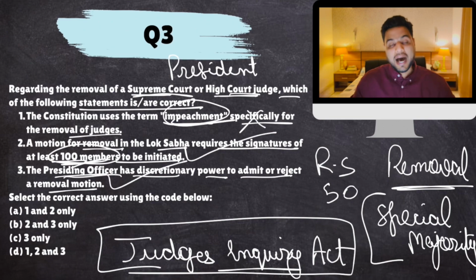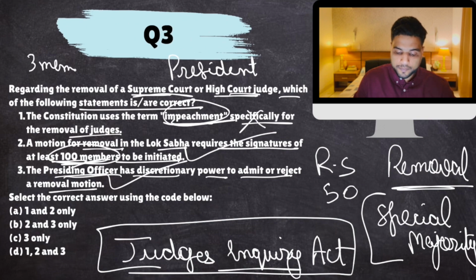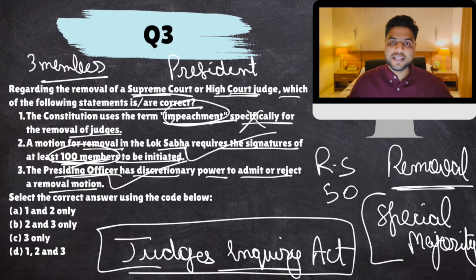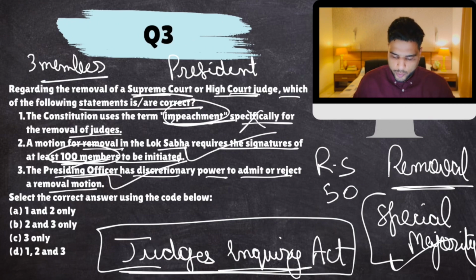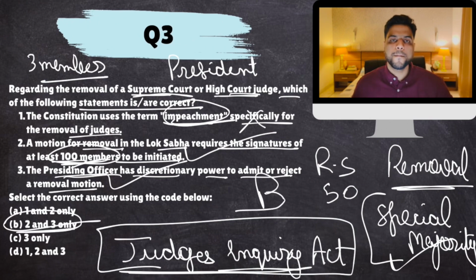Okay. After the motion is admitted, then a 3-member committee is formed. This 3-member committee would contain a Supreme Court judge, a High Court judge, and a jurist, and they would inquire into the charges, allegations against the judge. Once the committee finds the judge guilty, then the matter can be put to vote, for which special majority is required. You understand? Okay. All of this is given in the Judges Inquiry Act. So the answer to this question would be 2 and 3.